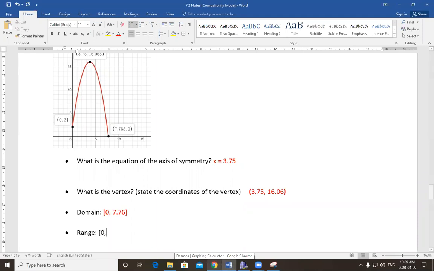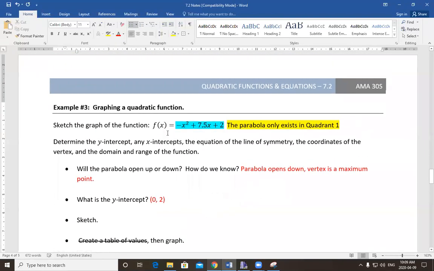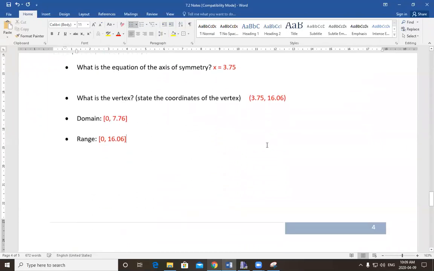So 0, comma, 16.06 would be the range for this example, and I will leave that in red. So there we go. We just did an analysis of graphing a quadratic function hanging out in quadrant 1.